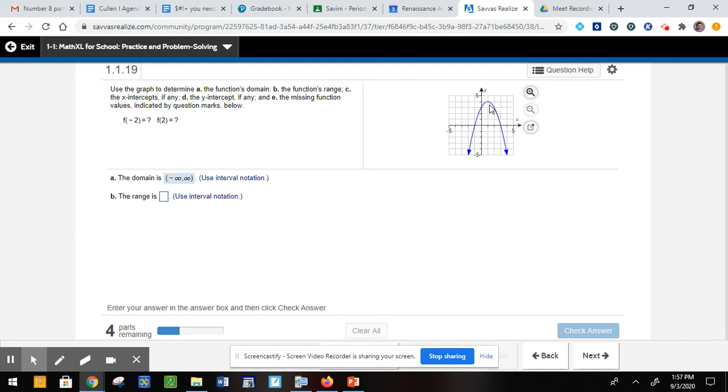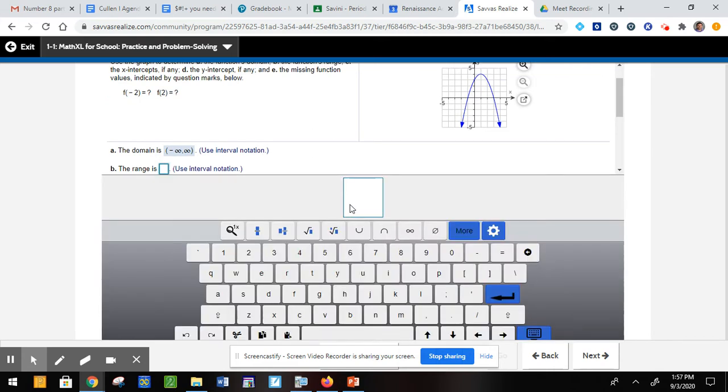Because 4 is included in the range, this function has a y value of 4 at the vertex. We need to include it in the range when we write the intervals. That's why we're going to put a bracket around the 4. So this one's going to go parentheses, negative infinity, and then comma 4. And then we're going to close it off with a bracket.